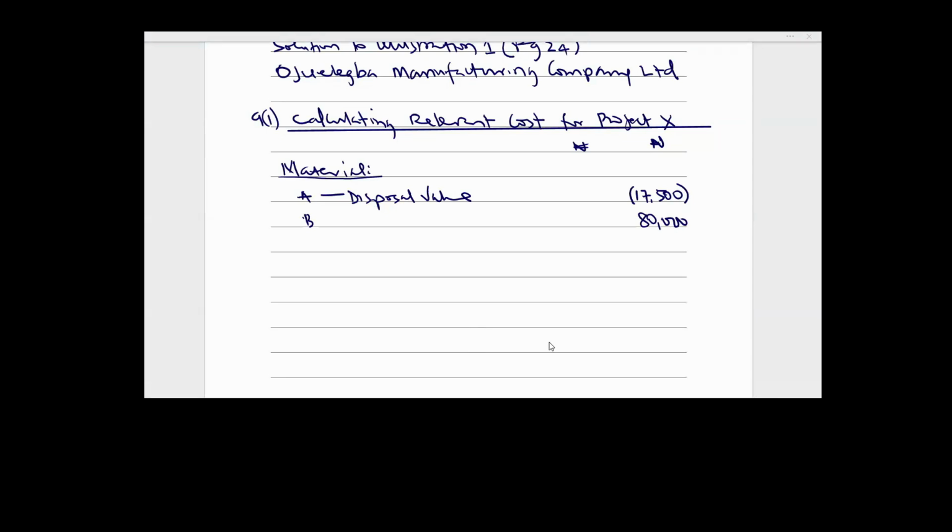naira relate to workers that will be transferred to this project from another project. Okay, that 60,000 naira, I want to ask you, is it relevant or irrelevant? Let me explain that. Currently, there are some workers that earn 60,000 naira and they are currently working on a project. However, the company intends to transfer them to come and execute project X. So the cost that the company paid to those workers is 60,000 naira.